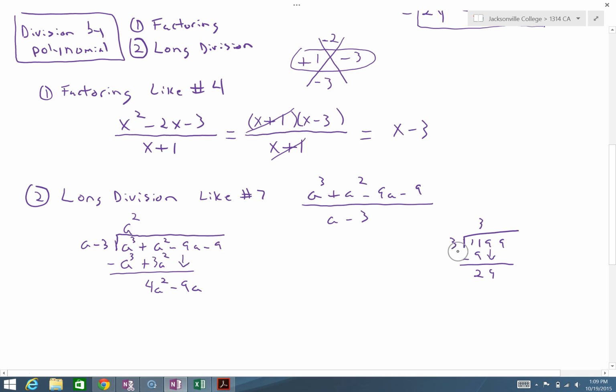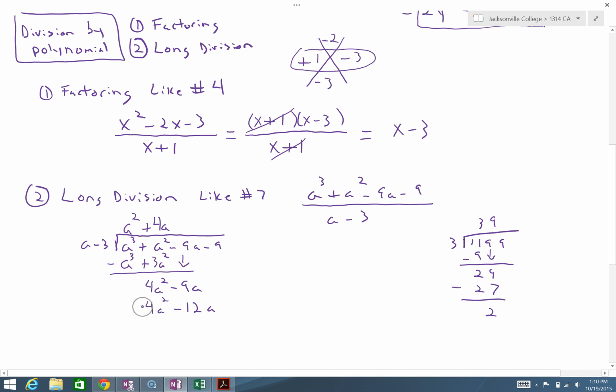Alright, again, here 3 into 29 would go 9 times because 29 divided by 3 is 9. And then 9 times 3 is 27. Same thing here. I'm looking at how many times does a go into 4a squared. Well, it goes into it 4a times, because 4a squared divided by a is 4a. Now I'll multiply. 4a times a is 4a squared. 4a times minus 3 is minus 12a. Alright. Over here we would subtract 29 minus 27 to get 2.